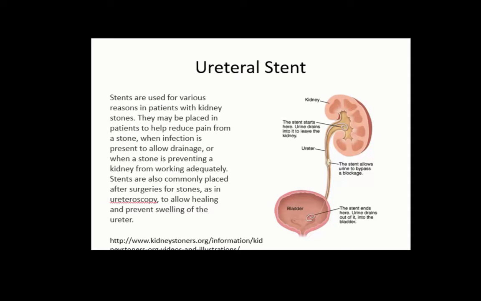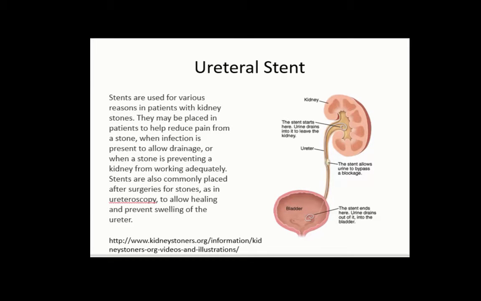And here are the stents. We hear often in this chapter about ureteral stents. I have a picture here showing you the stent starting up in the kidney and then coming down the ureter into the bladder. And that stent is keeping the ureter open in order for the urine to flow from the kidney to the bladder.